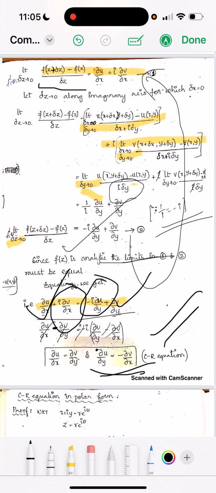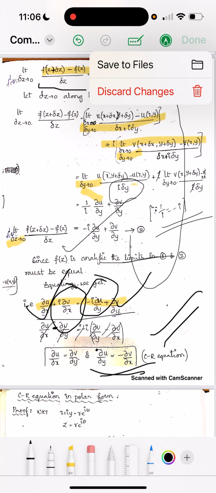This is my CR equation in Cartesian form. So that's it. You have to practice it, then only you'll be able to get it.